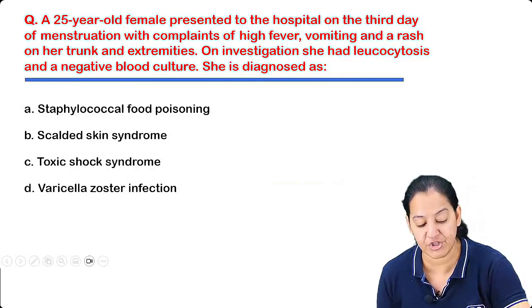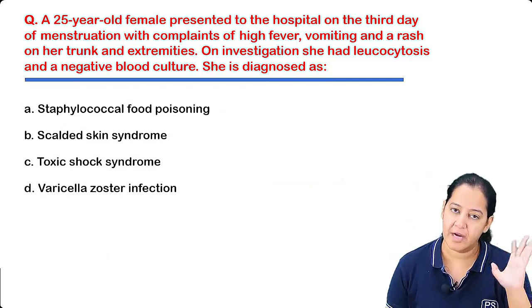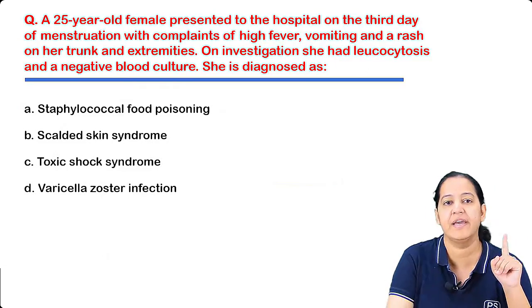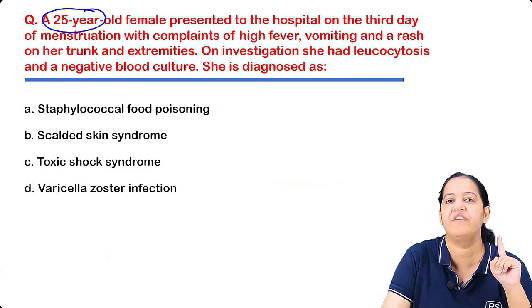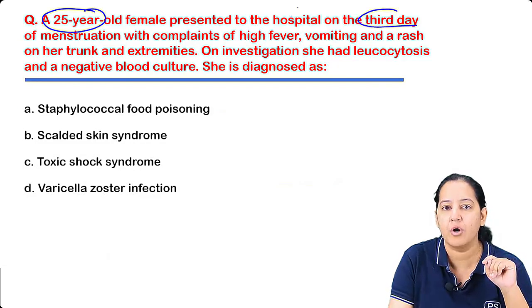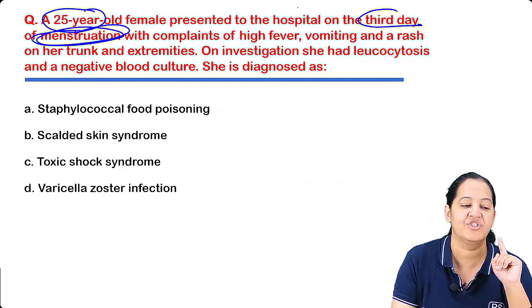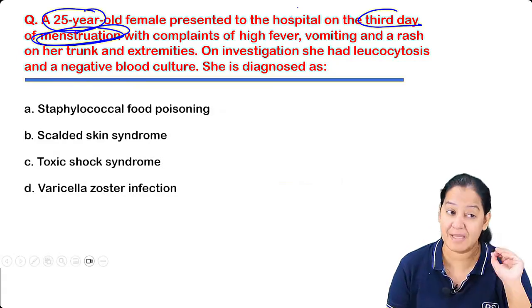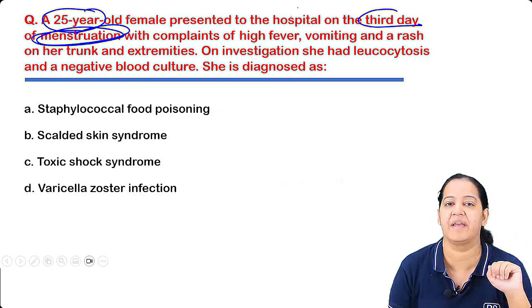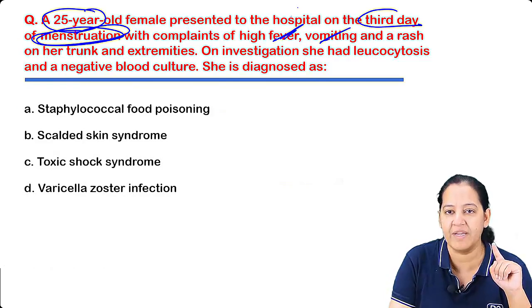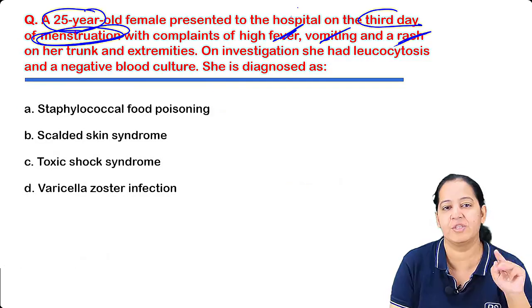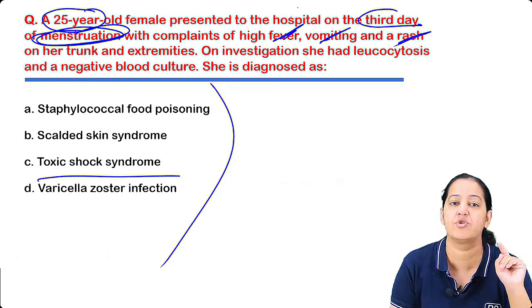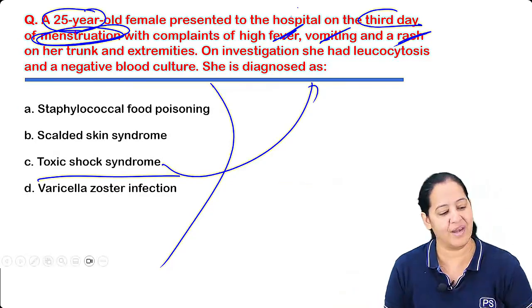Now it's a clinical question. Read the question with me. Come to the conclusion. Take the clues. Always try to take the clues in a clinical question. So there is a 25-year-old female presented to the hospital on day 3 of menstruation. She is a menstruating female, the biggest clue. She is complaining of fever, vomiting, and rash. Three complaints. What is the diagnosis? From the menstruating female, your diagnosis will be toxic shock syndrome, having multiple organ failure. So the correct answer is toxic shock syndrome.